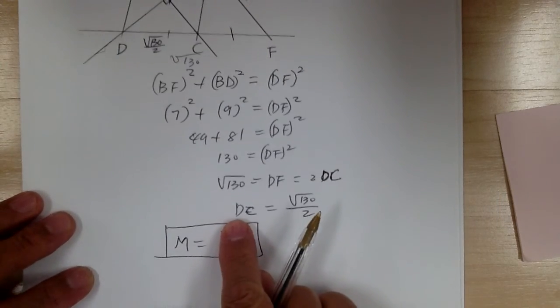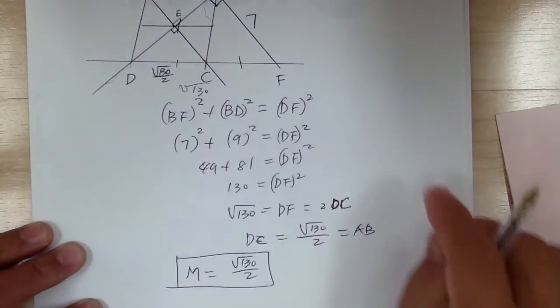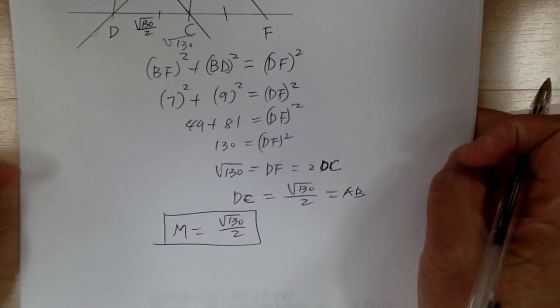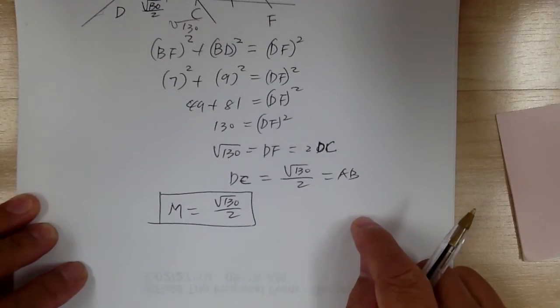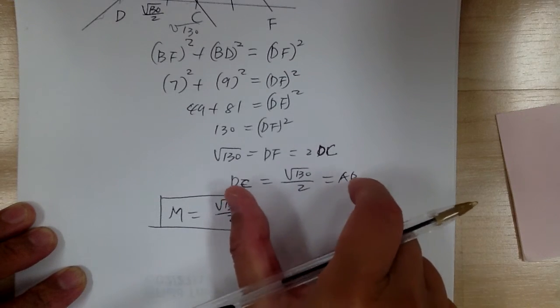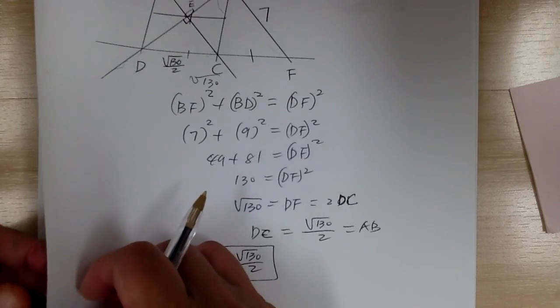Again, the reason for that is because DC is that, and this is also equal to AB, because this ends up being a parallelogram. And again, when you average the two of the same thing, you end up with the same thing. Okay, let's go to the next one.